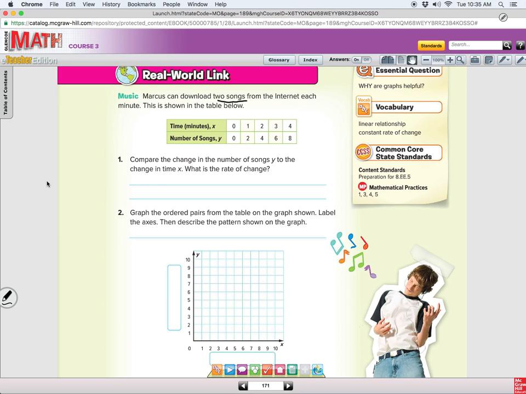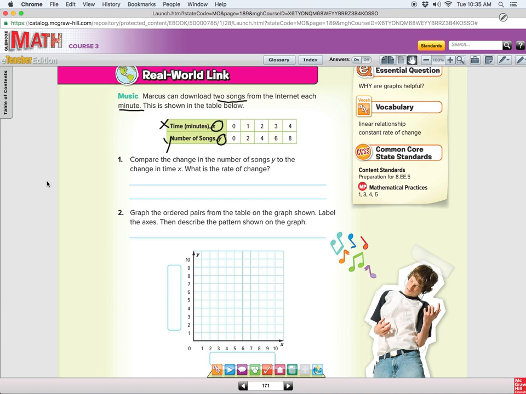So it is 2 songs in 1 minute. And it's shown in this table below. So we have our time in minutes, and then we have our number of songs. There's something that I want you to recognize, that they're labeling X and Y. And that's actually going to represent what you can also see in the graph at the bottom with a coordinate plane. Y is the axis that goes up and down. X goes side to side. And that should really be more of a review than anything. But I wanted to make sure we know that.